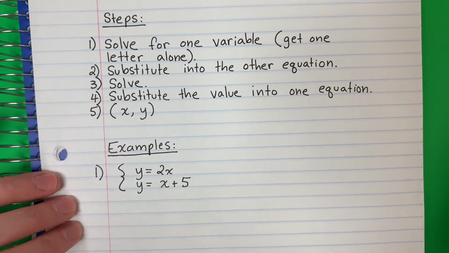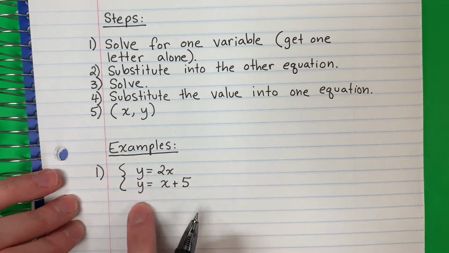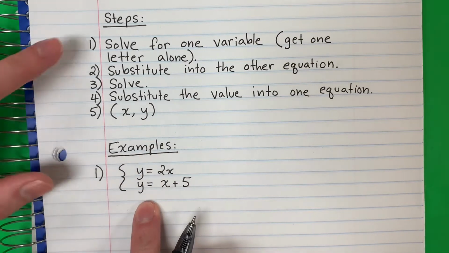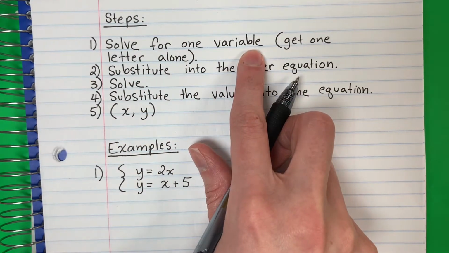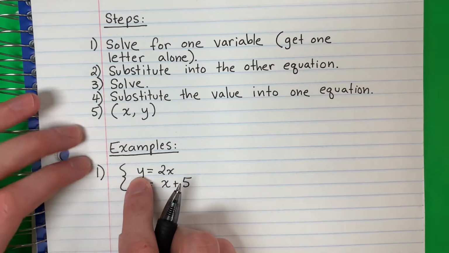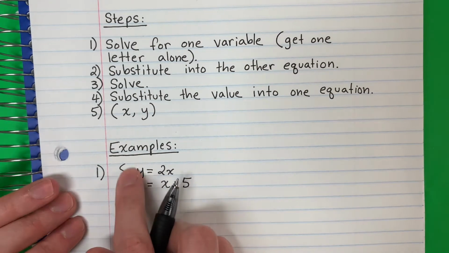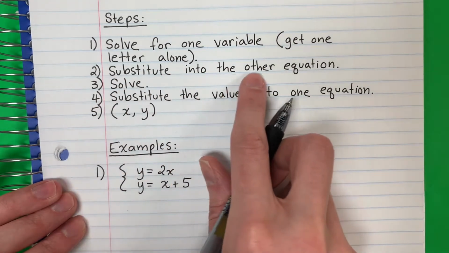Okay, so example 1. Here we have a system. It's two equations together. The first step is to solve for one letter. I need to get one letter alone. Necesito una letra sola. And I already have a letter alone. Ya tengo una letra sola. I have the Y alone. Tengo la Y sola. So now I'm going to substitute into the other equation.